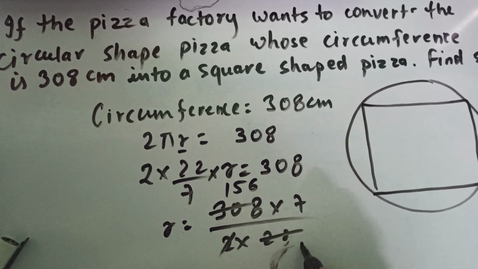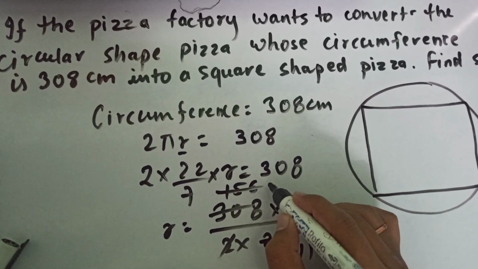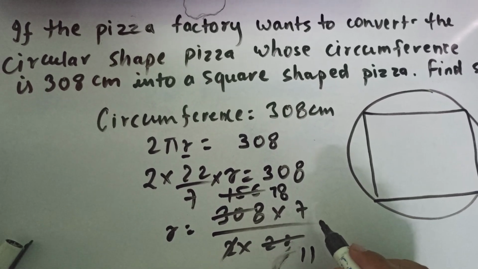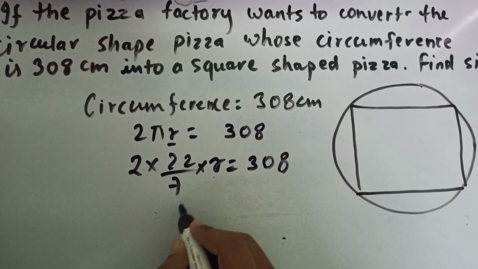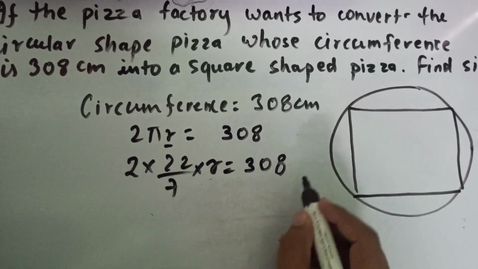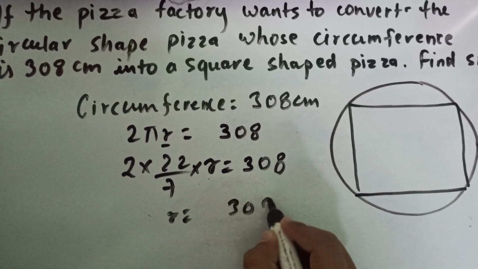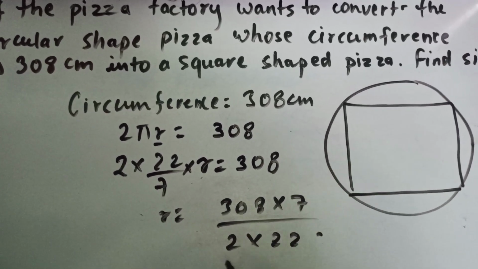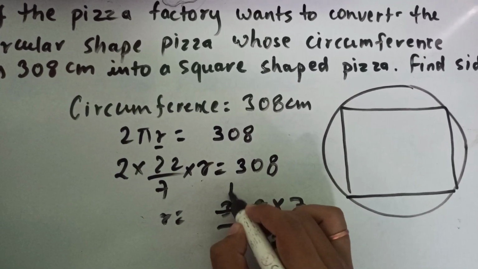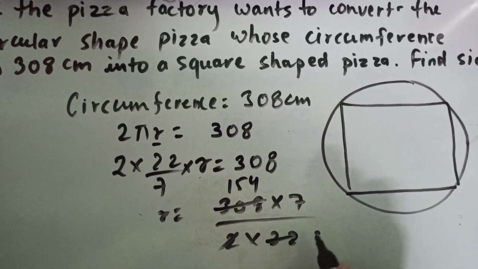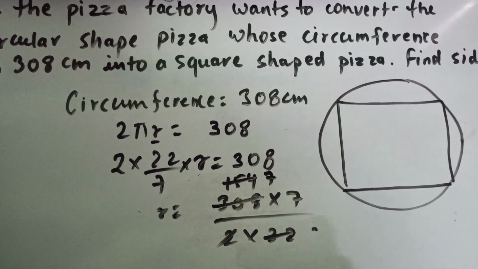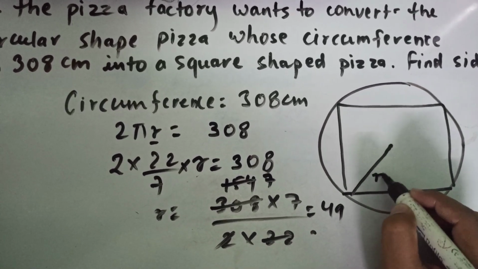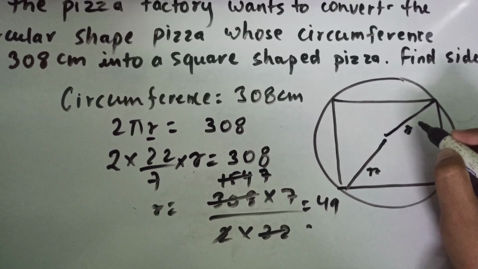11, and it will be 77. What can we do more? And after this we can send all these values to the right side. So r will be 308 multiplied by 7 upon 22 into 2. Now just divide it. So 7 7s are 49. So we got the radius 77 as well.